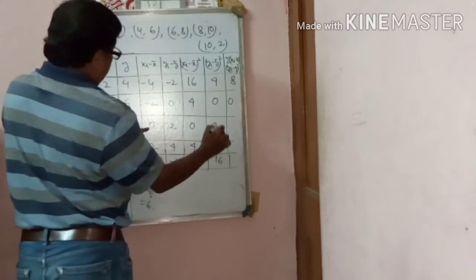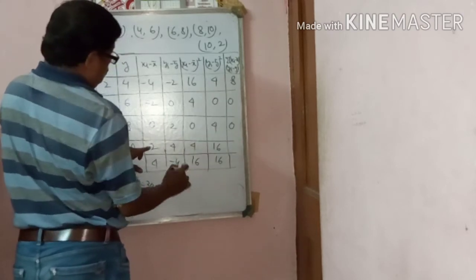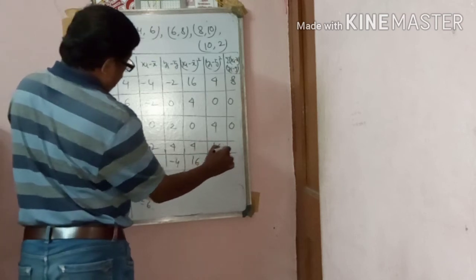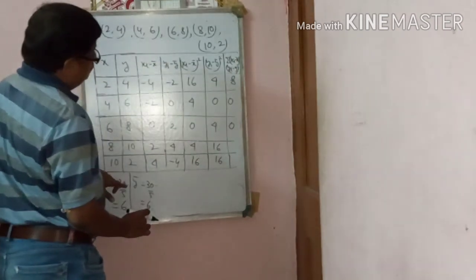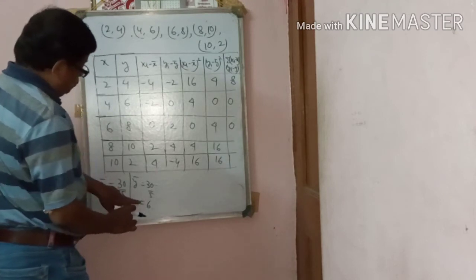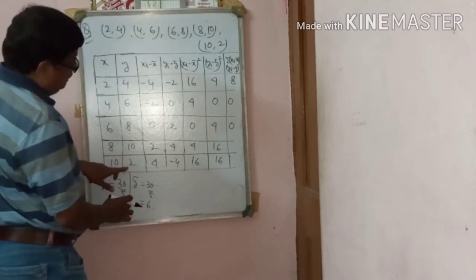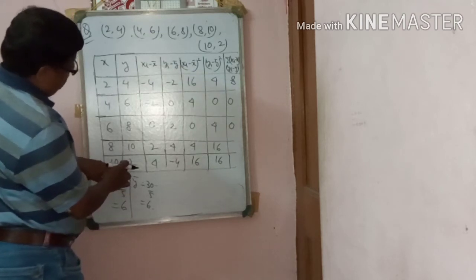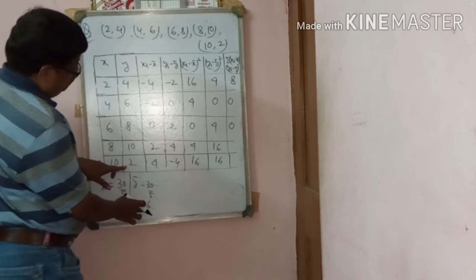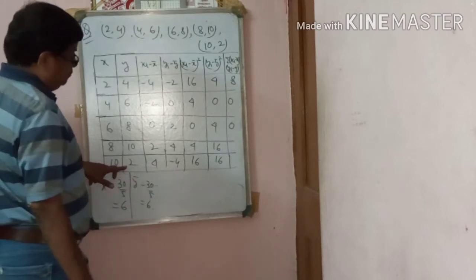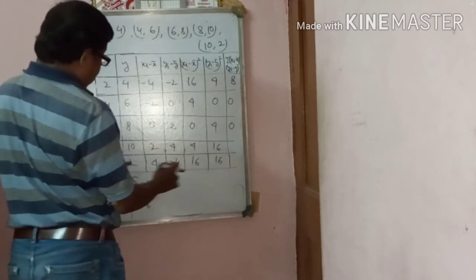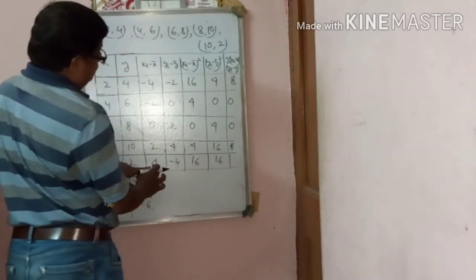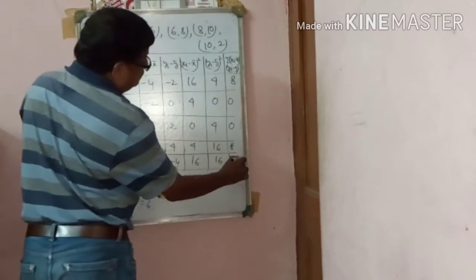Here 0, here also 0, 2, 4. Listen now. Here 2 minus 6 is minus 4. Take it. Okay, no problem. Here 0, 8. Here is minus 16.